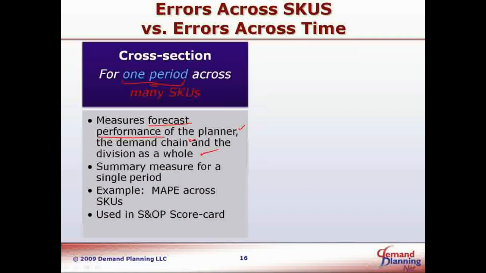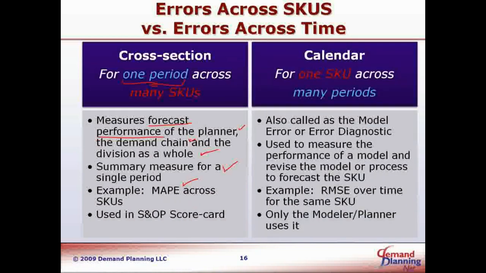Errors across SKUs versus errors across time. Now, this can be a cause for confusion also, right? Because sometimes you try to relate what your monthly KPI forecast error is to what the model error is, and there may not be much relation there. Cross-section for one period across many SKUs, right? So we take one period, which is last month, and measure it across multiple SKUs. So this is a measure of forecast performance, and we talked about this yesterday, value chain performance of the planner, the demand chain division as a whole, and this is what we talked about yesterday, right?